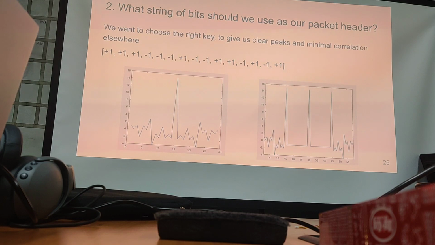Because we want to choose a string of bits such that when you cross-correlate it with any incoming signal, the output of that cross-correlation is going to show a clear peak wherever that packet header occurs in the received signal. There's a lot of cool information theory topics on what the optimal packet header is to use. That's a topic called Barker codes, which you can look into if you're interested.